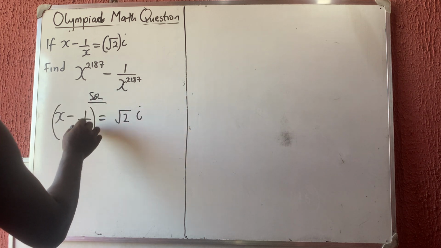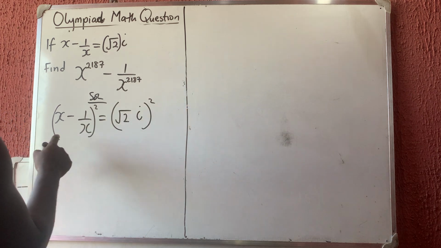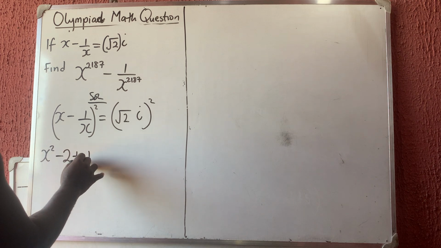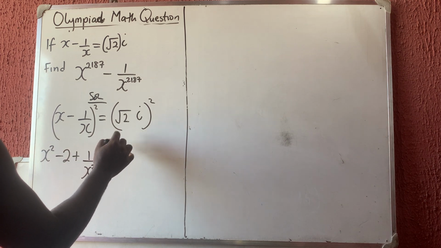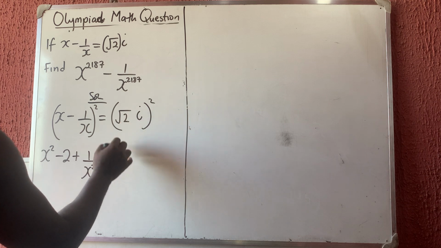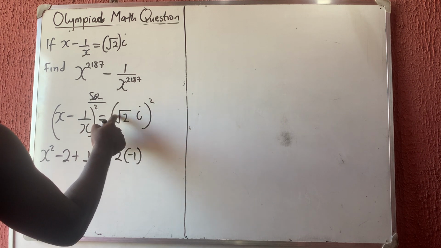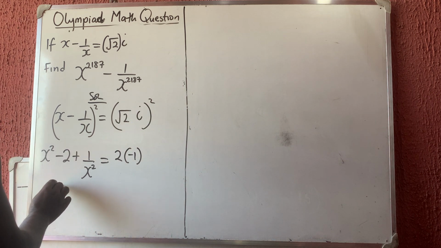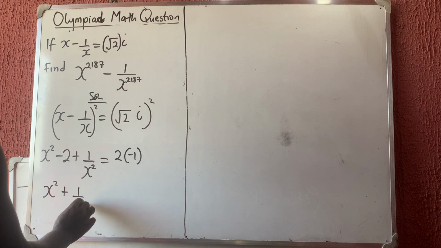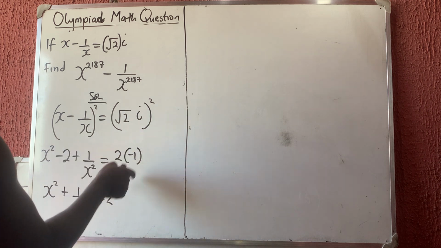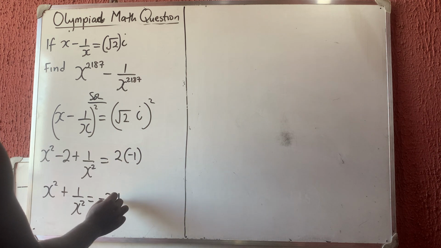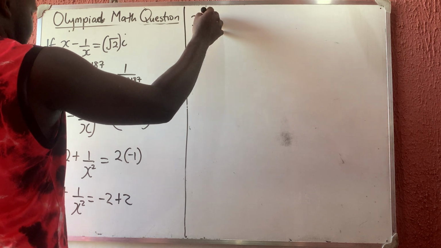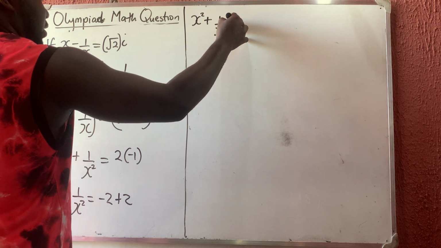Okay, now let us square both sides and see what we are going to have. This is x squared minus 2 plus 1 over x squared is equal to, i squared is minus 1, so this is 2 into minus 1. Square cancels square root to have 2, then i squared is minus 1. So x squared plus 1 over x squared is equal to minus 2, this one coming here, plus 2. So I'm left with x squared plus 1 over x squared is equal to 0.